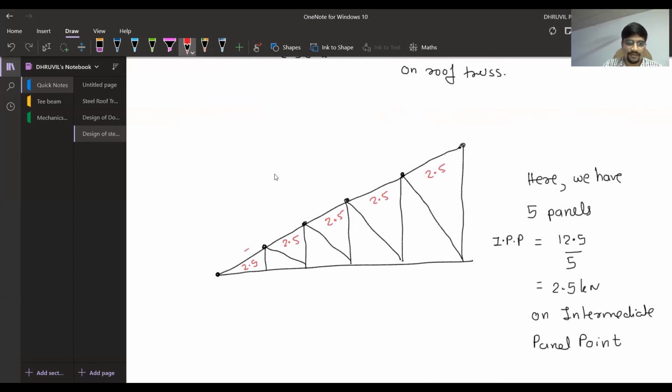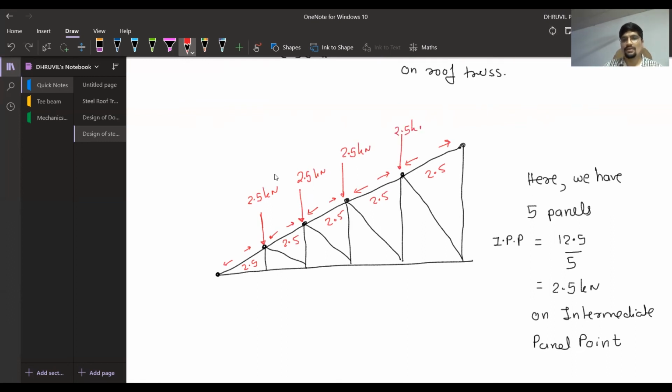The half will be transferred from here to here, and here to here. So here it will be 2.5 kilonewton. Likewise, here also it will be divided equally in each panel. So here it will also be 2.5. Here also it will be 2.5, and here also it will be 2.5.